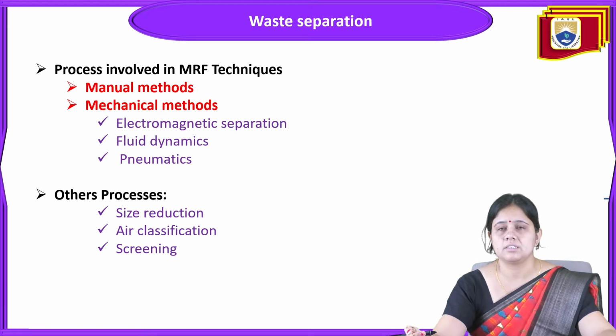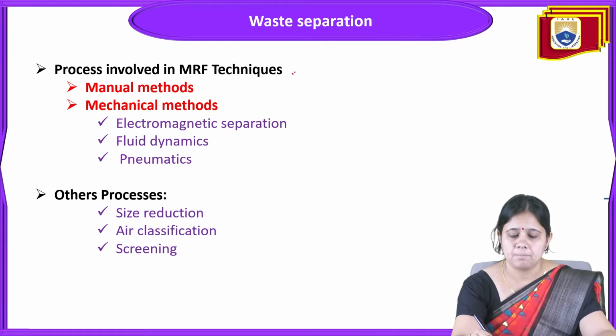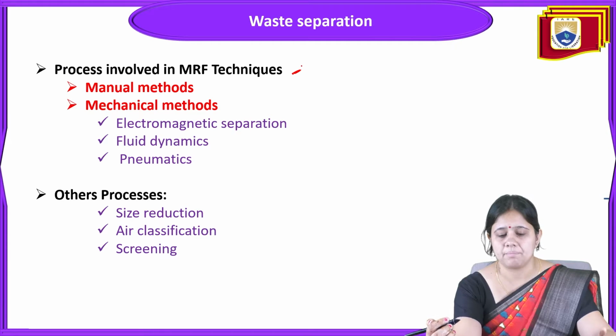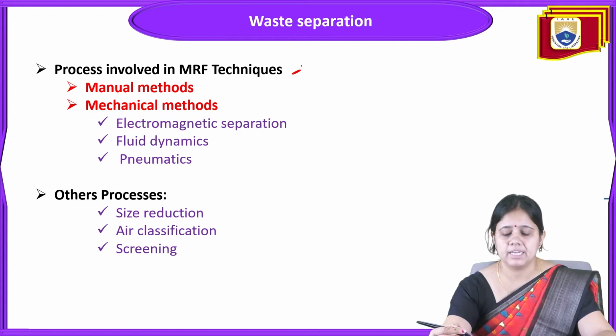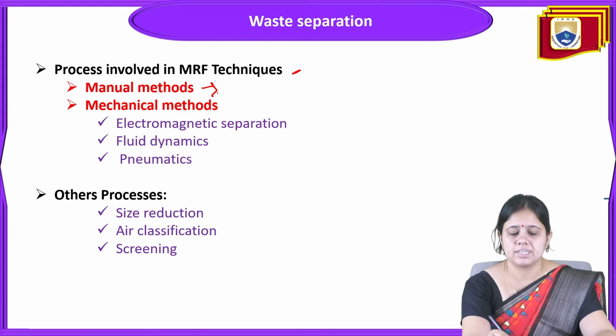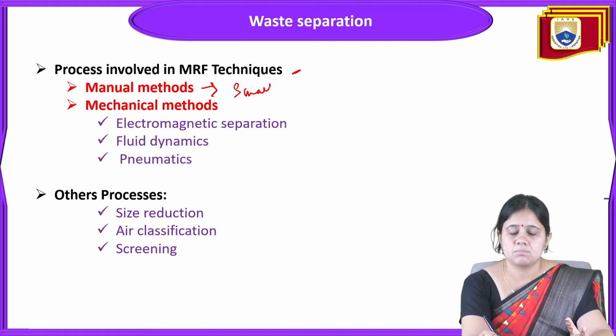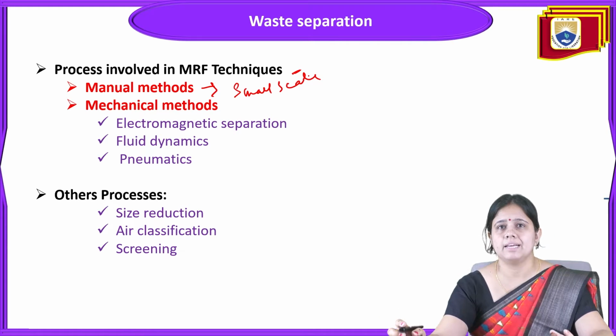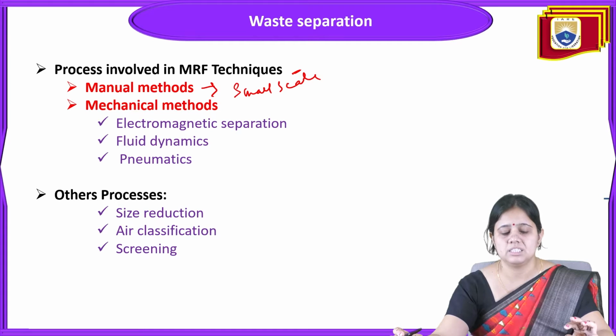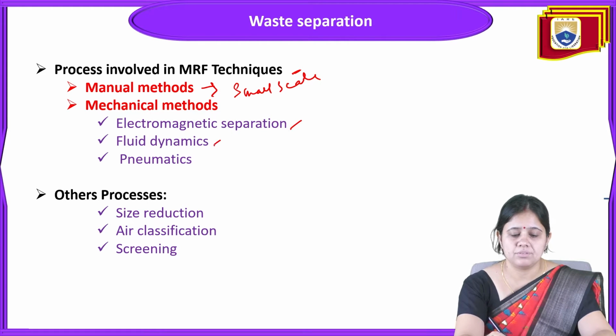What type of process is involved in the MRF techniques? The processes involved in MRF techniques are, first, the manual method, and then the mechanical method. Manually, it should be done only at a small scale. At a small scale, this type of manual work should be done, and then there is the mechanical method. In the mechanical method, three types of methods are there: electromagnetic separation, fluid dynamics, and pneumatic.